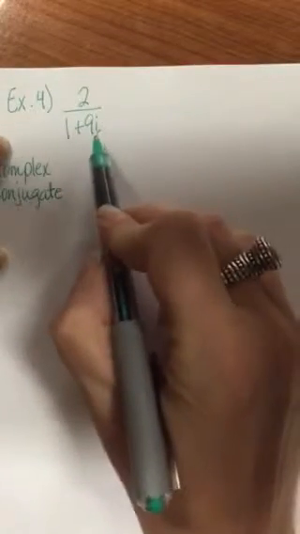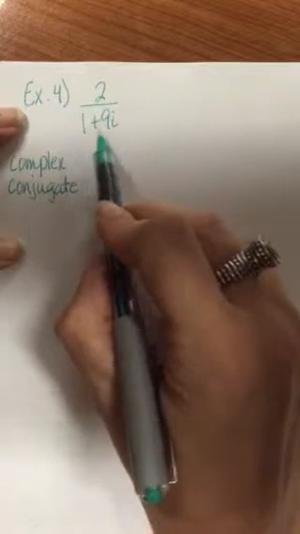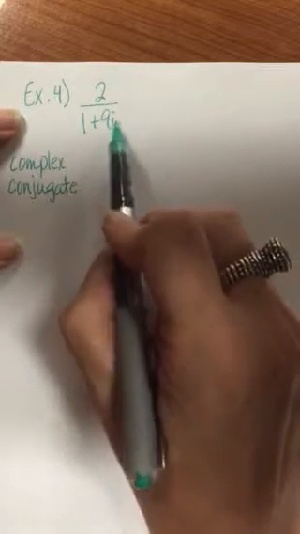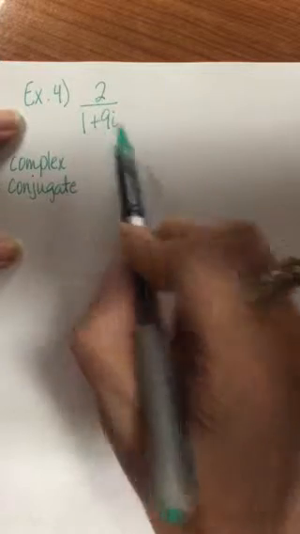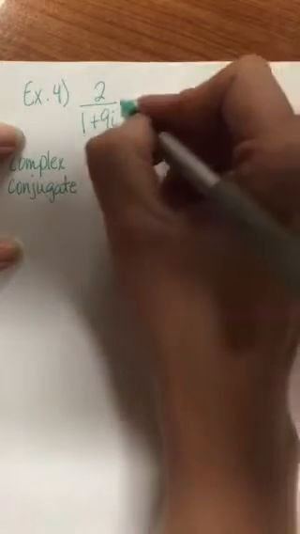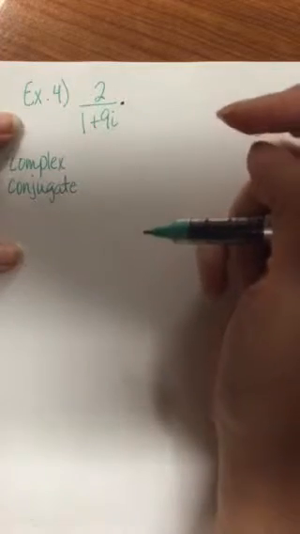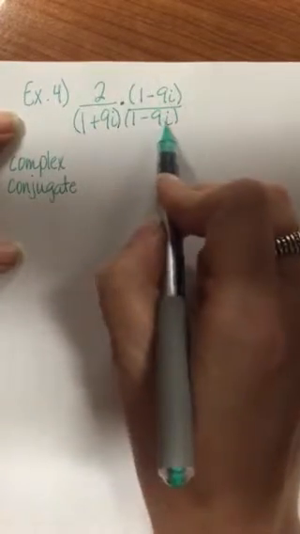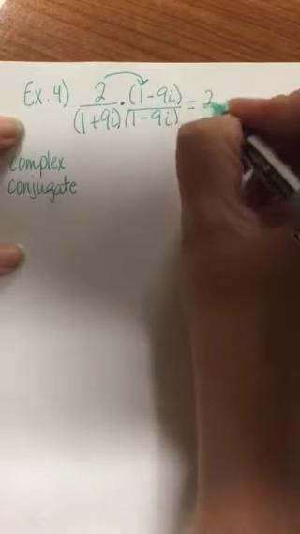So the complex conjugate is the exact same thing that we have here, but the sign in front of your i is going to be the opposite. So we have to multiply top and bottom by the complex conjugate. That is this, 1 minus 9i and 1 minus 9i. Okay, so what happens is we're still distributing on top, but now on the bottom we are double distributing. So we're going to distribute the 2 here, and we will have 2 times 1 is 2. 2 times negative 9i is negative 18i.